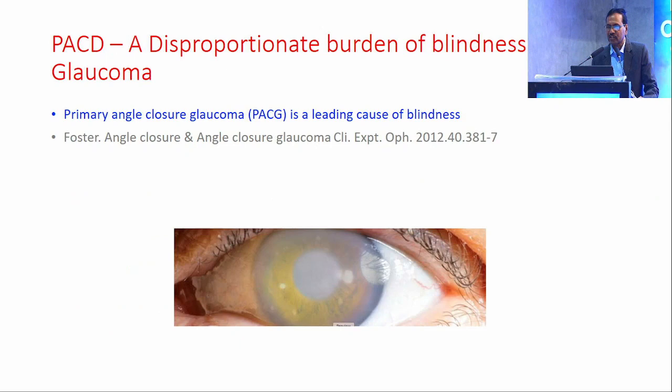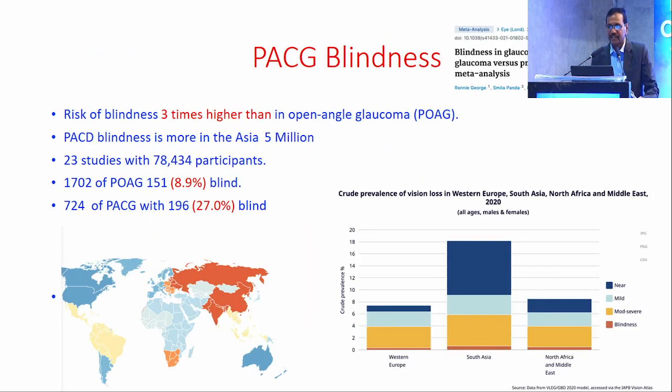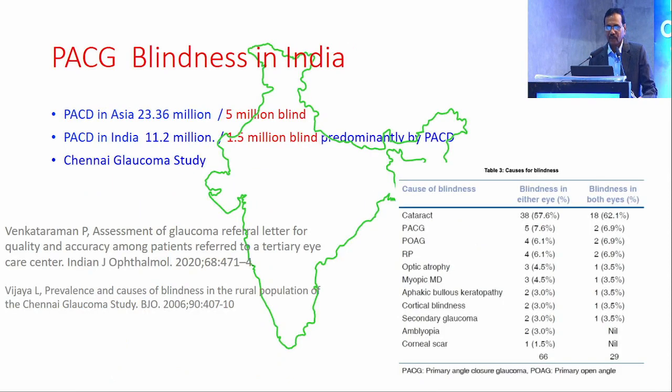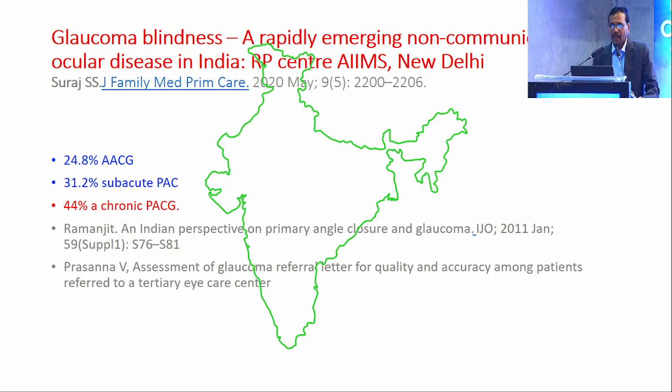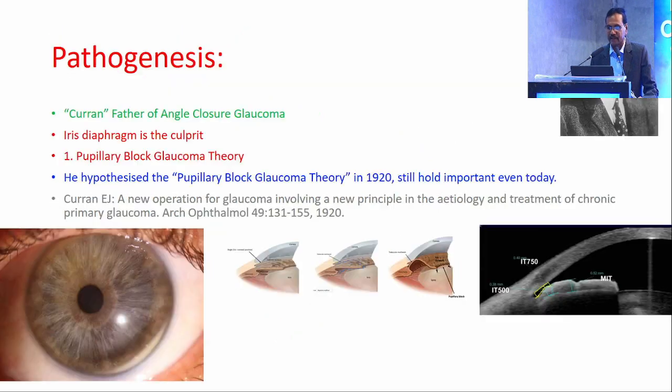And there is a disproportionate burden of blindness because of PACD. PACD blindness is 3 times higher than open angle glaucoma, and blindness in India because of PACD is on the rise. About 1.5 million people in India are blind because of glaucoma, mostly because of angle closure. And there is one recent paper from RP Center stating that glaucoma blindness is a rapidly emerging non-communicable ocular disease in India.